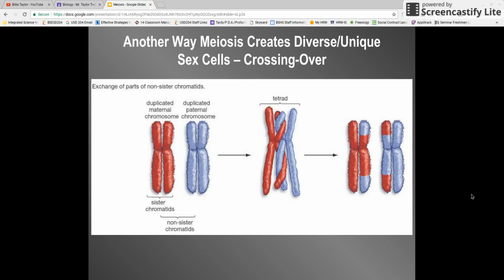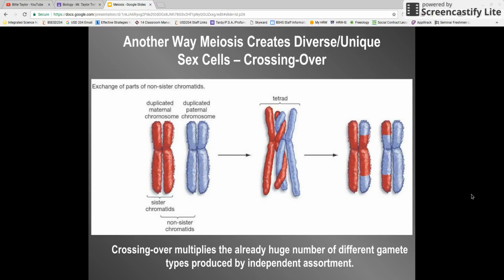We just talked about how our already genetically diverse combinations of chromosomes become even more genetically diverse because of crossing over. So basically, crossing over multiplies the already huge number of different gamete types, which are produced by independent assortment. So now that 6 million number is blown out of the water because it's way more genetically diverse than it already even was.